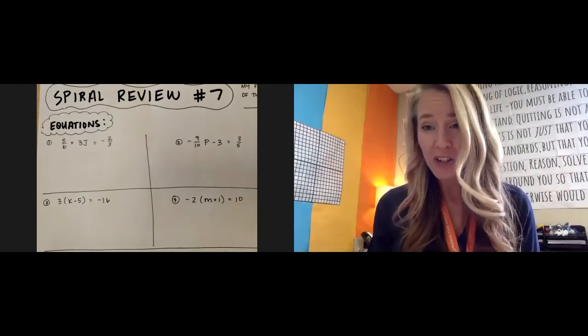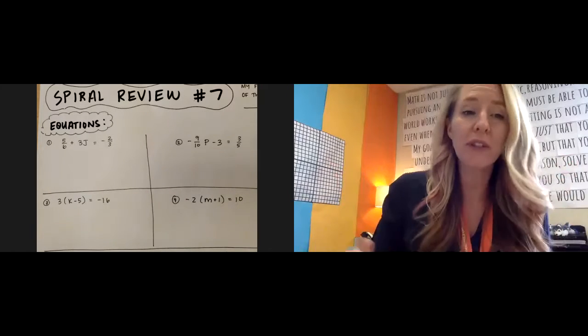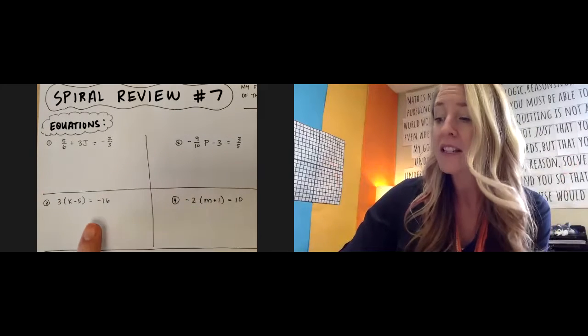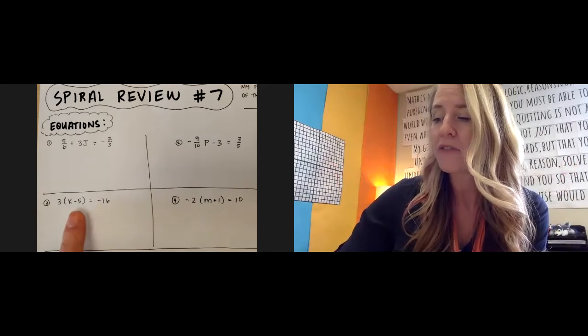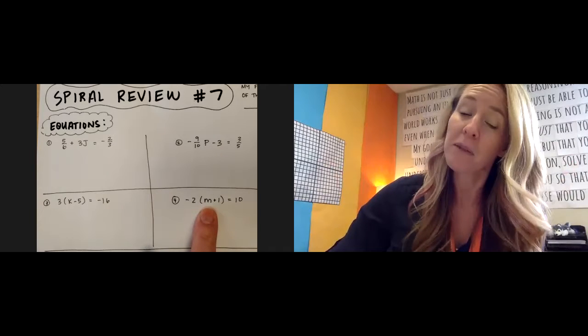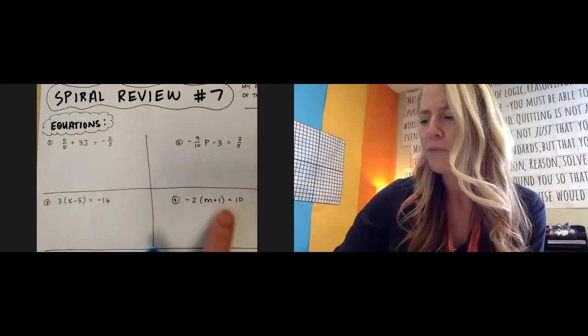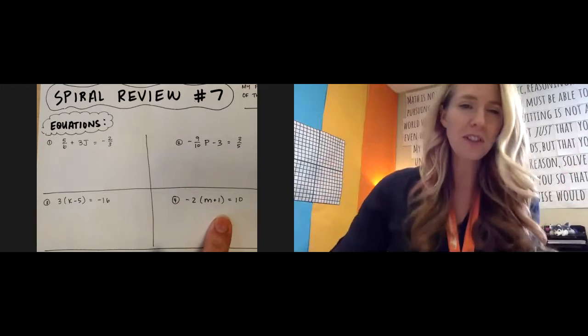Here we go. We're going to do some equations. These are more than one step, right? So multi-step equations. The first two have fractions in them, and for the second two, it looks like you have to do some distributive property before you can continue to solve for your variables.